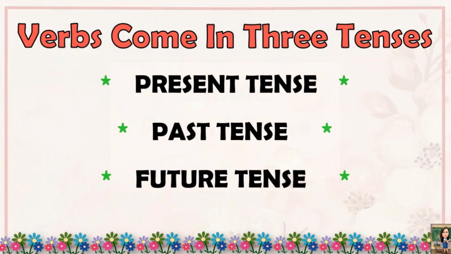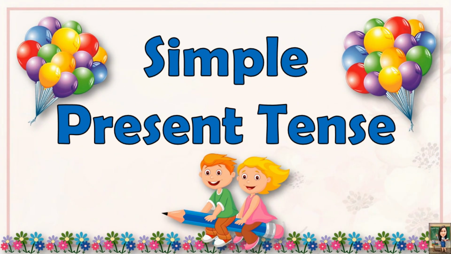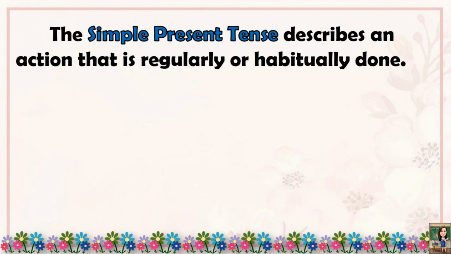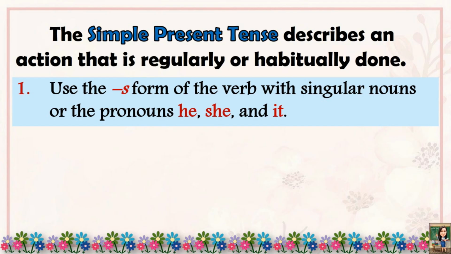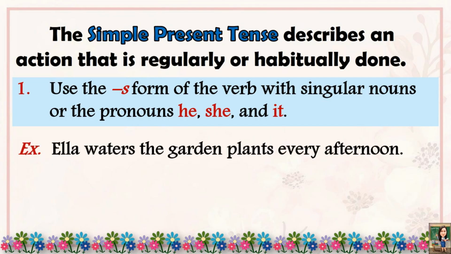Let's study the simple present tense. What is simple present tense? The simple present tense describes an action that is regularly or habitually done. In simple present tense, we use the S forms of the verbs with singular nouns or the pronouns he, she, and it. For example, Ella waters the garden plants every afternoon. The noun in this sentence is Ella, and the verb is waters. We add S to the verb.